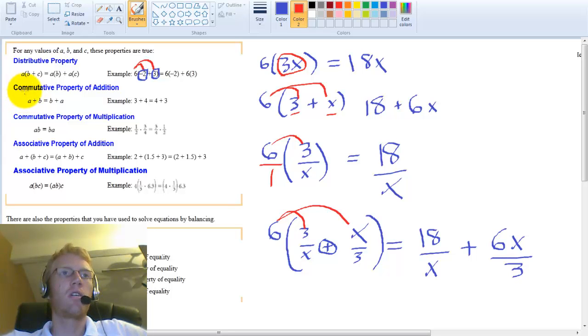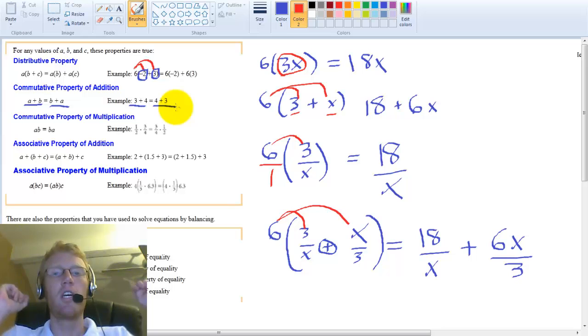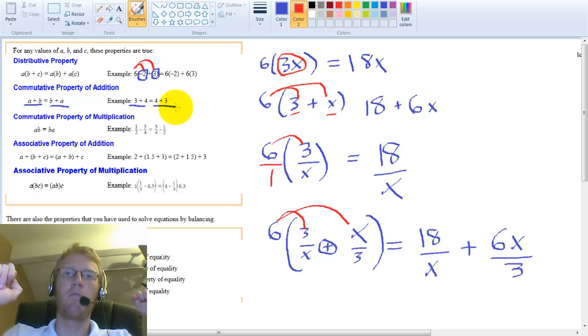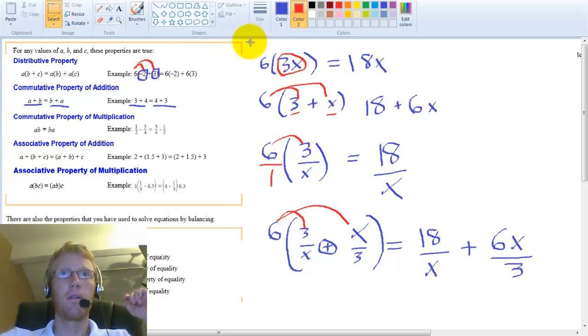Okay, the next one is the commutative property of addition. This just says that if you add two things, the order doesn't matter. A plus b is exactly the same as b plus a. And then here's an example. 3 plus 4 equals 4 plus 3. So when you're adding things, you can change the order. You just have to be really careful about adding or subtracting minus signs. So let me clear space here.